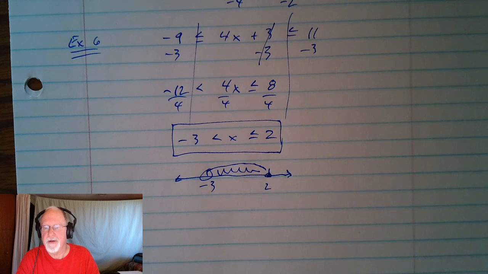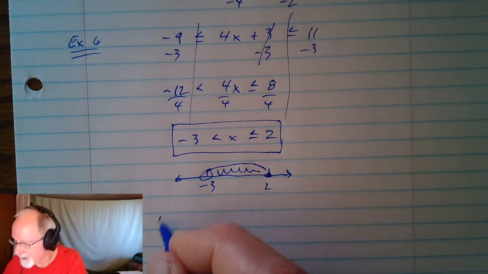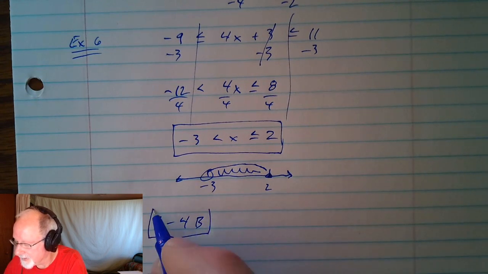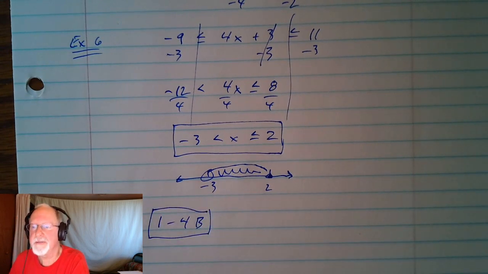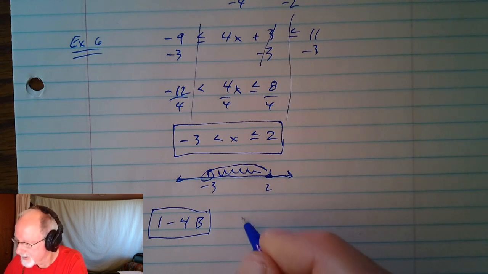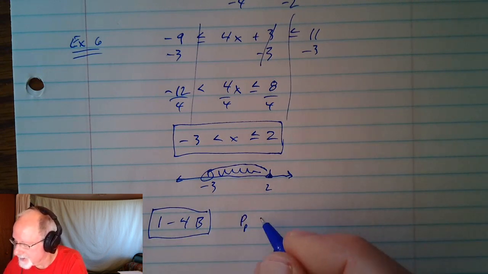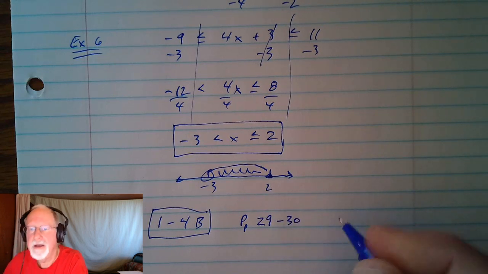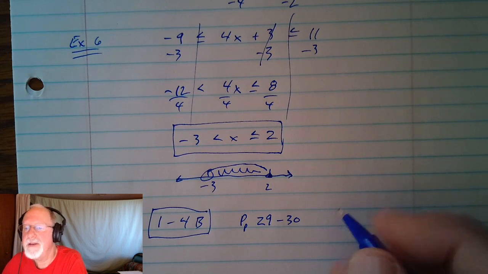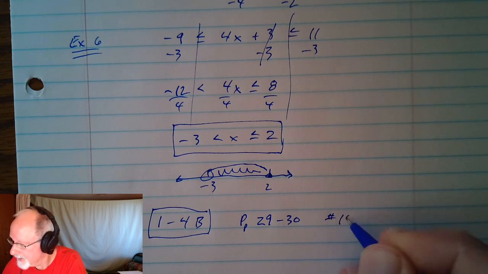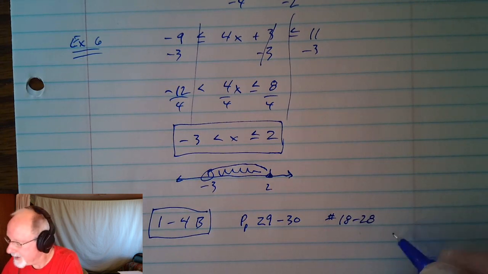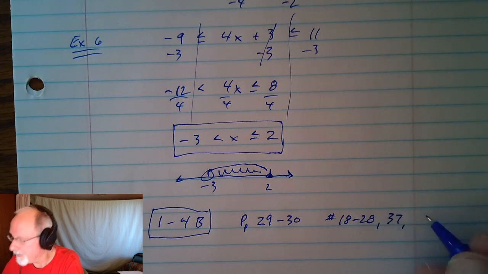If you're ever wondering what the numbers were, you didn't write them down or you didn't hear, they're on my Google Classroom site. Just go to the WAG and it'll take you to all the homework assignments and page numbers and such. So these are pages 29 to 30. And it's 18 through 28. Even. Wait, no, not even. Sorry, it's not even. 37. And then 41 to 50.